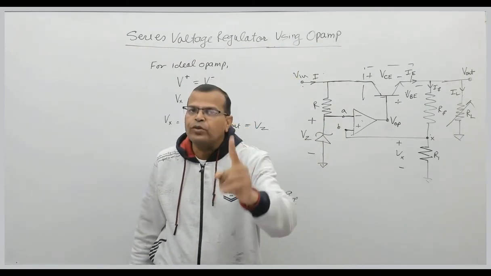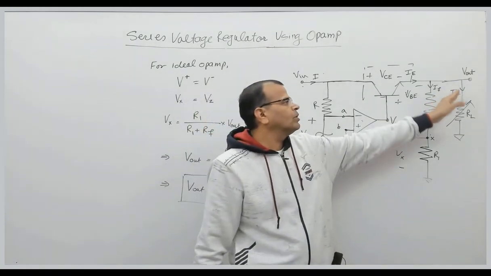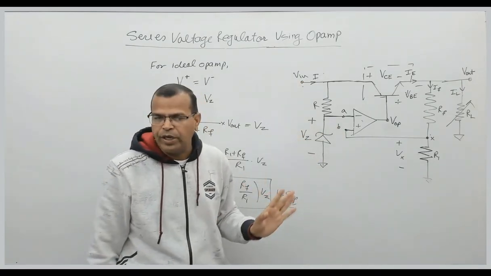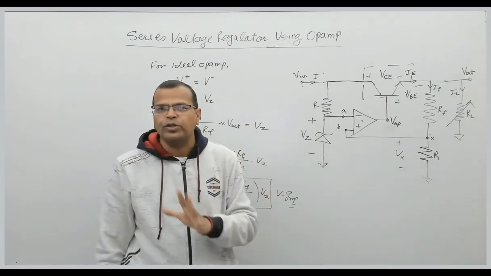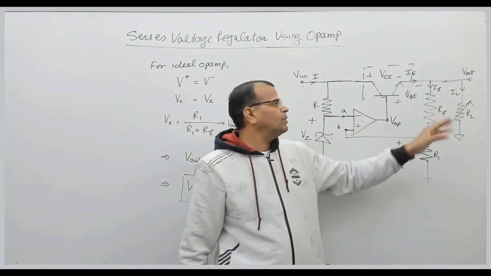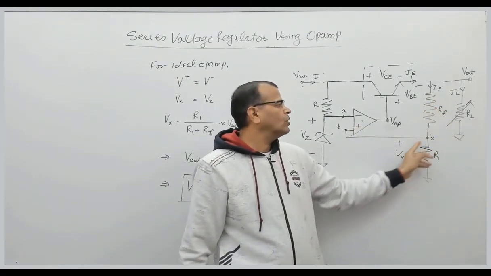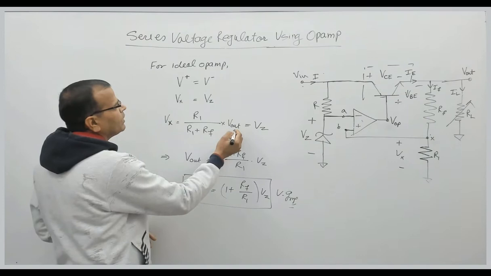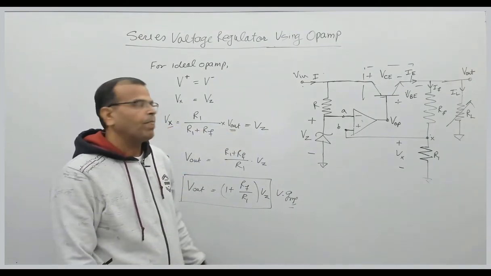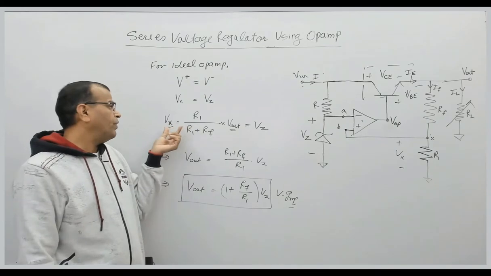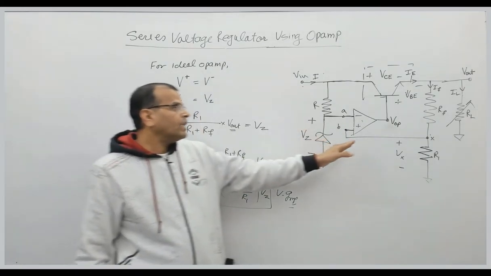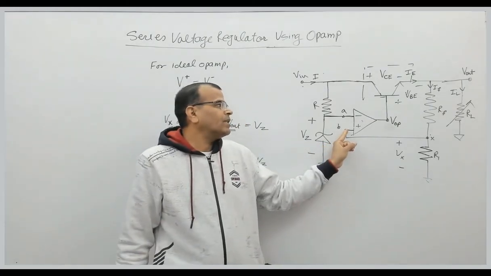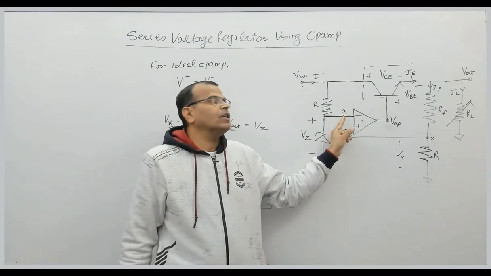The output voltage can reduce because of what? Let us see, because of a reduction in the load resistance or maybe because of a reduction in the supply voltage. So suppose the output voltage is reduced. When the output voltage is reduced, please see carefully, the voltage across R1 will be reduced. Why? Because the voltage across R1 is Vx. So if it is reduced, then Vx is also reduced. If the output voltage is reduced, your Vx is also reduced. When Vx is reduced, the voltage at terminal B becomes less than the voltage at terminal A.